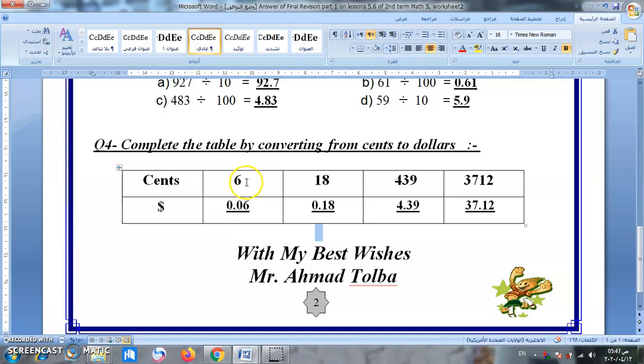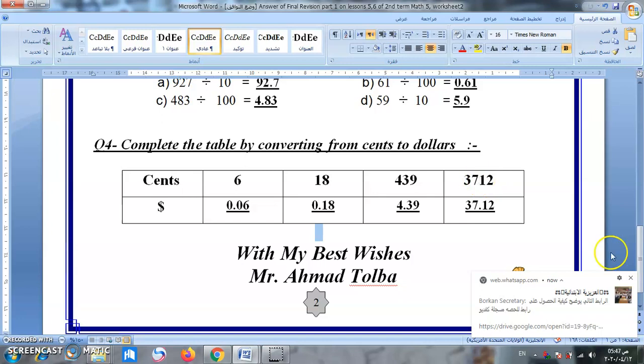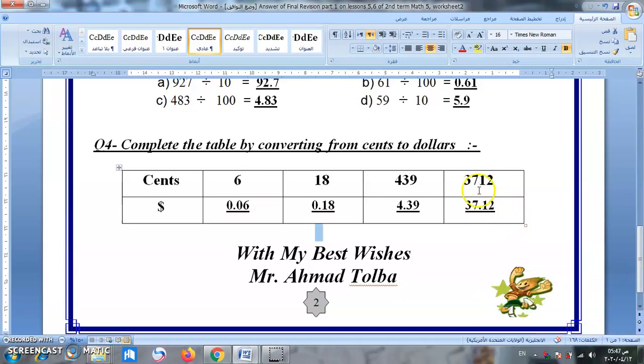So when we divide 6 by 100, we move the point from here to the left 2 places. So it will be 0.06. Here 18 divided by 100, 2 zeros, so it will be 0.18. Here, move two numbers to the left, the point here, 4.39, and here to the left, it will be 37.12.